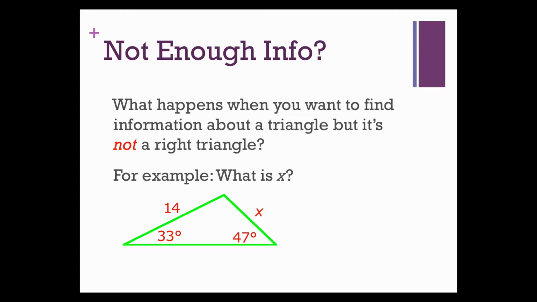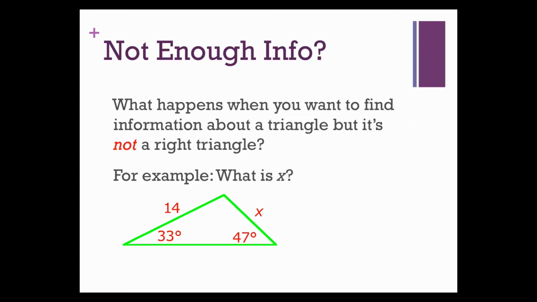I don't think so, but I don't know why. Morgan. It's not a right triangle, so when you add 33 and 47, you get 80, and when you subtract that from 180, the other equals 100. Bingo. First thing we know is that's a 100-degree angle. We're not going to use that information. I want to find x.